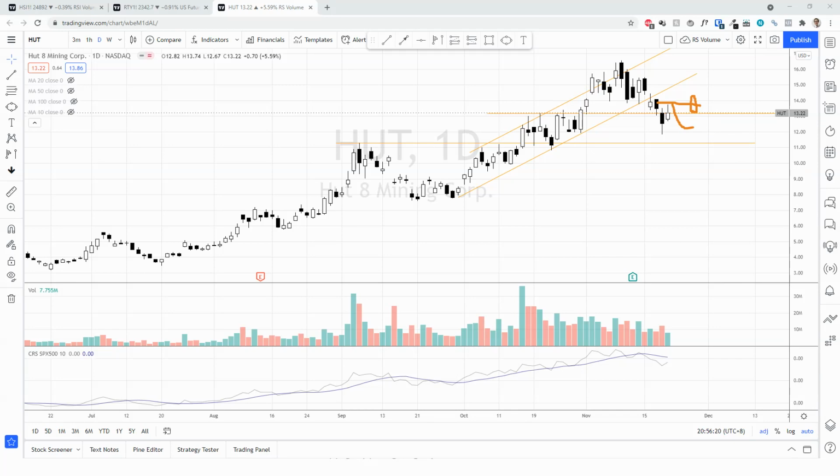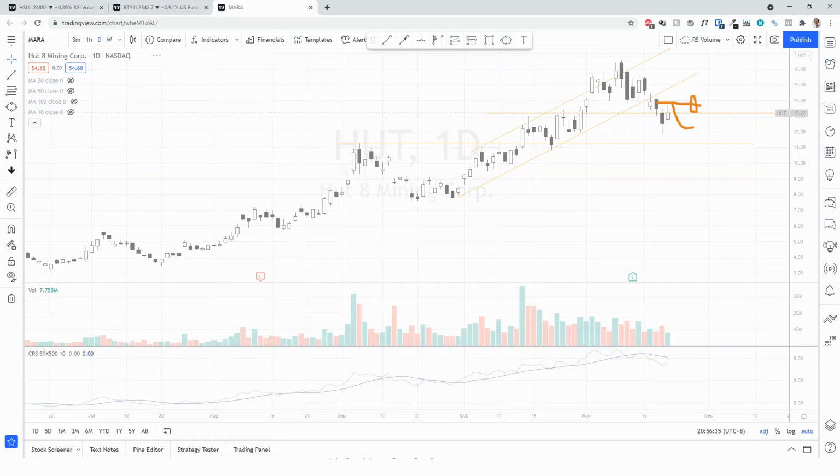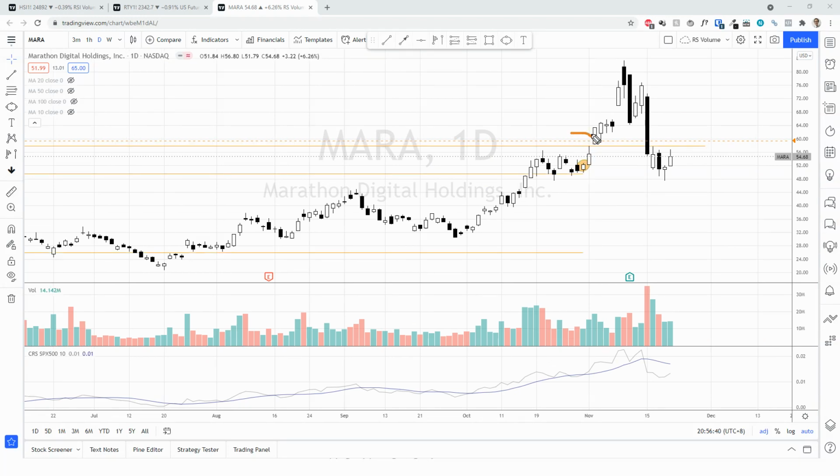Well, Mara almost got stopped out, but is still holding. Let me jump to Mara. Mara had an unexpected move. So I think my entry is somewhere around here, about 60. So I talk about Mara here. Not really a perfect entry. In fact, it's kind of a late entry. I put my stop somewhere around here, just below the swing low. So like I say, it almost stopped out, but I'm still in the trade.